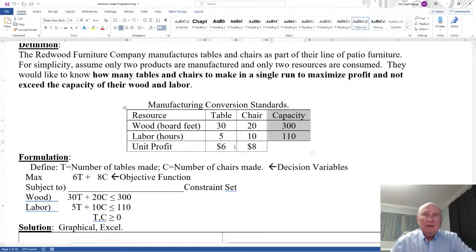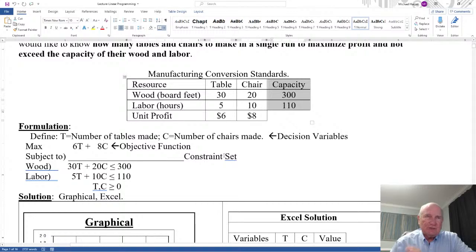Okay, so let's put the constraints together. First, the wood constraint, this one right here. Well, every table requires 30 board feet of wood, so 30T is how much wood I'll be using when I make T tables in that production run. Well, 20C is how much board feet of wood I'll be using when I make C chairs. So this is the left-hand side.